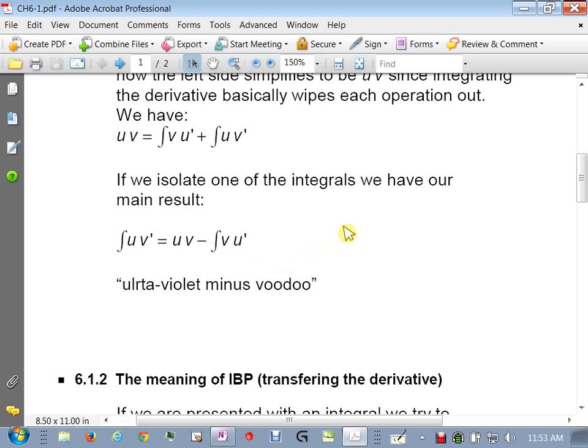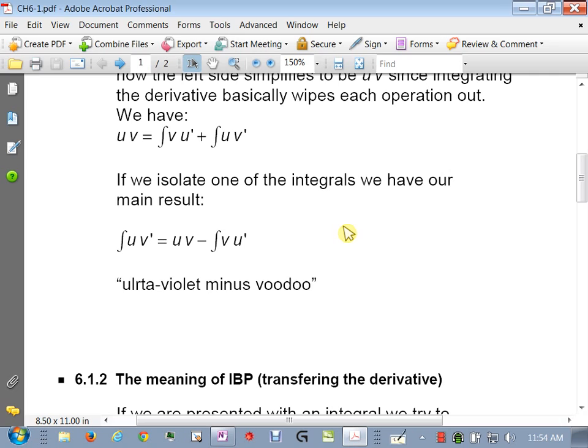And a way to try and remember this, the way it was taught to me, was the formula is ultraviolet minus voodoo. So you have ultraviolet minus vu, and then u prime is derivative of u, so du, voodoo. Got it? Ultraviolet minus voodoo. That's a way you can remember it. It always stuck in my mind. Maybe it'll stick in yours.